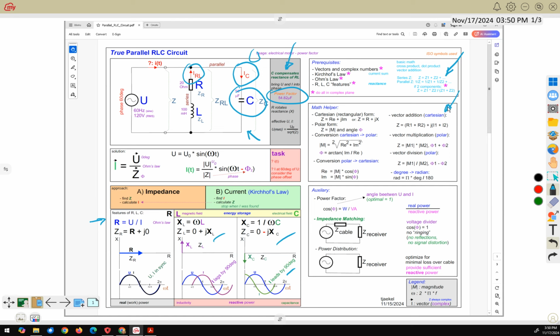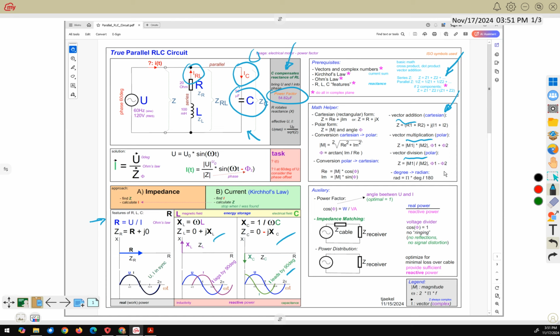When you want to do math, how to convert vectors from Cartesian rectangular into polar coordinates and back and forth, how to do addition, vector addition, how to do multiplication, the same for the division of vectors or complex numbers.